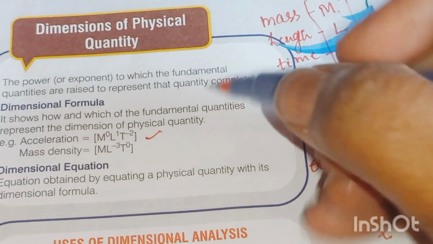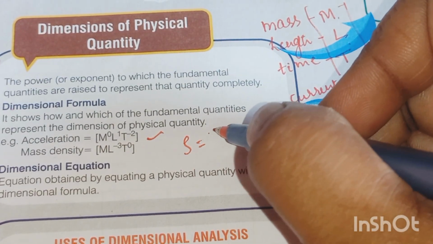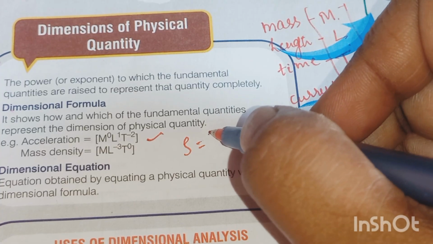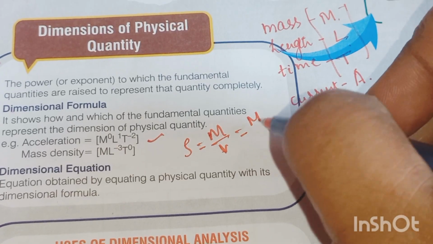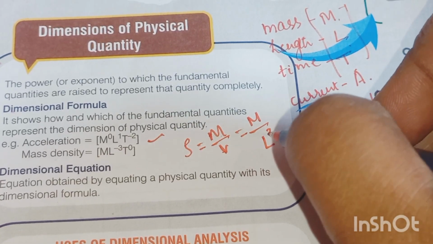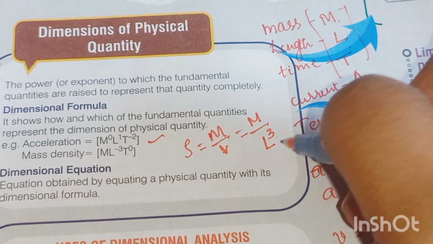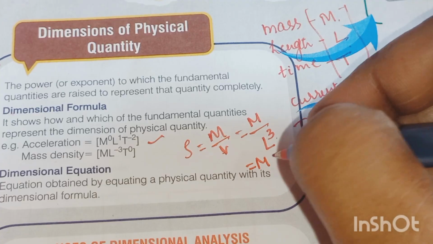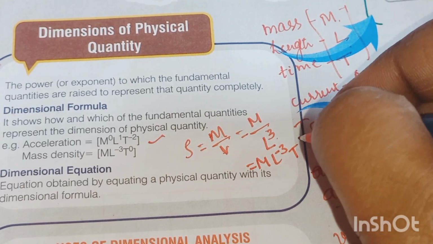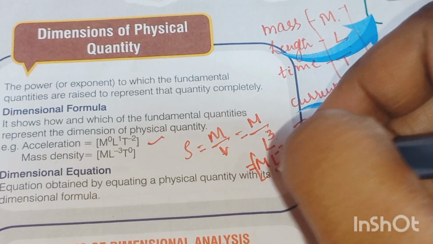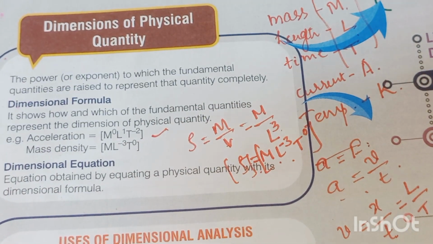Then density. Density is what? Rho is equal to M by V. So for mass it is capital M. V is what? L raised to cube, length into breadth into height. 3 dimensions we will take. So L cube. So it is M, L, this goes up, it will be minus 3. T is not there, but even then we are going to write it as T naught. So this is the equation for the density.